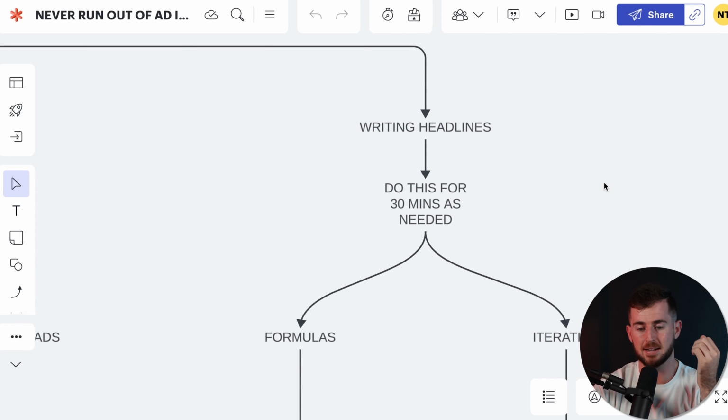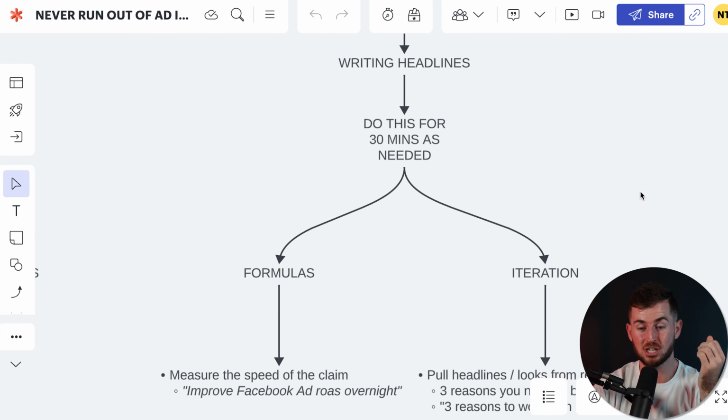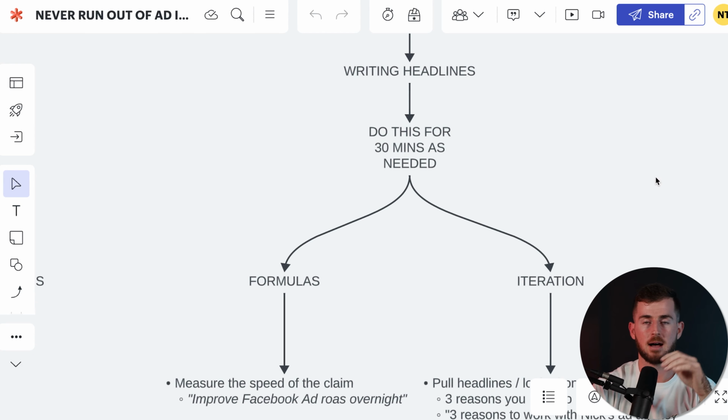Now, the next one is writing headlines. This is an OG copywriter's mindset right here. Now, what do I mean by that? So I'm a huge fan of copywriting. I read a lot of copywriting books, and that's what allowed me to build ads that convert. It's how I formulate all of the creatives and all that good stuff right there.